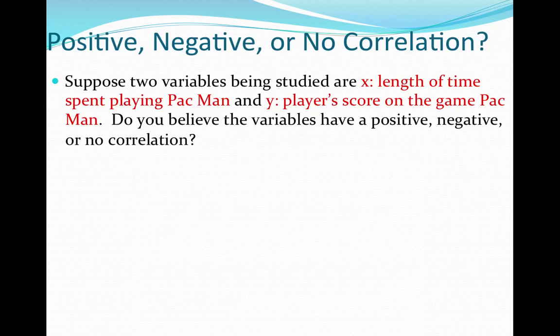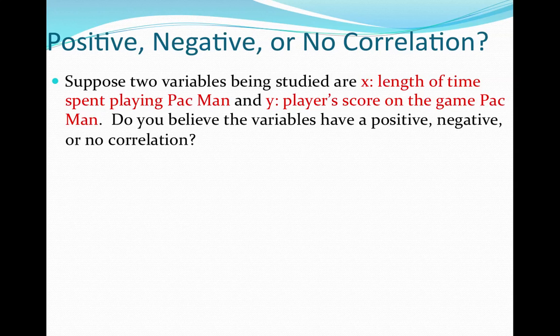Okay, so let's look at an example. Suppose two variables being studied are x, the length of time spent playing Pac-Man, and y, the player's score on the game Pac-Man. Do you believe the variables have a positive, negative, or no correlation? So the length of time is x and player's score is y.